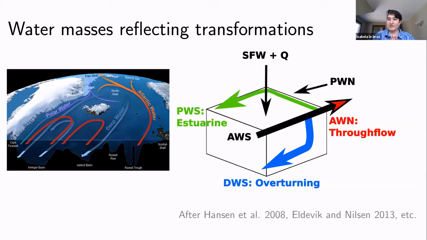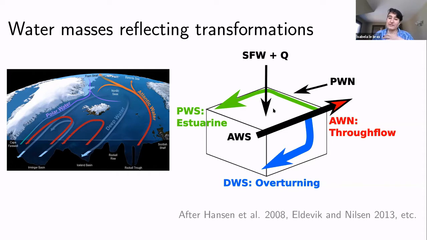So in order to really understand how freshwater is moving through the different components of the circulation, I've split up the circulation into water masses that reflect the transformations that I'm interested in. At the southern boundary, we have Atlantic water coming through from the south, and I'll call that AWS. In the northern boundary, we have polar water coming in from the north, polar water north. And then through the surface, we have surface freshwater fluxes and heat fluxes, which are this Q. So those are the three inputs.